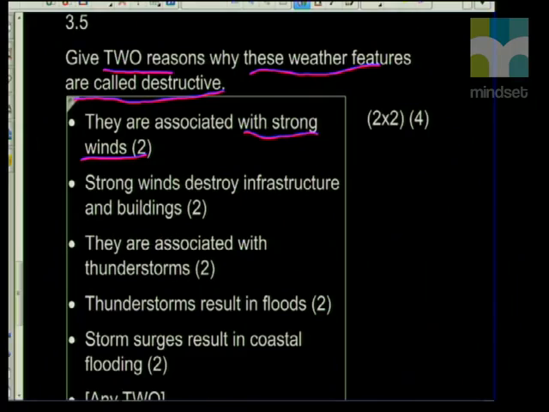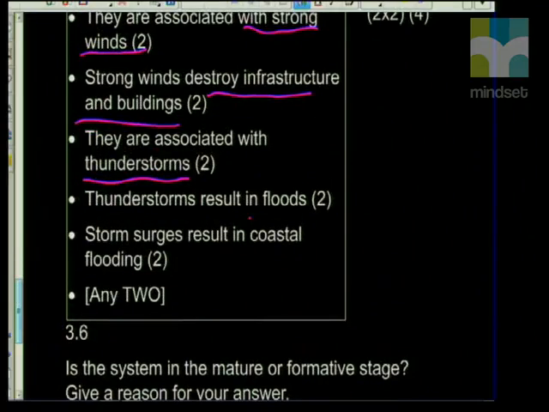All right, strong winds destroy infrastructure and buildings, roads, houses, especially in the informal settlements. It's terrible. All right, associated with thunderstorms or torrential rainfall, massive amounts of rainfall for a long period of time. Floods, all right, especially in the coastal areas. We talk about storm surges. All of a sudden, we've got these huge clouds coming in, causing massive rainfall over the area. So that is why they are destructive.